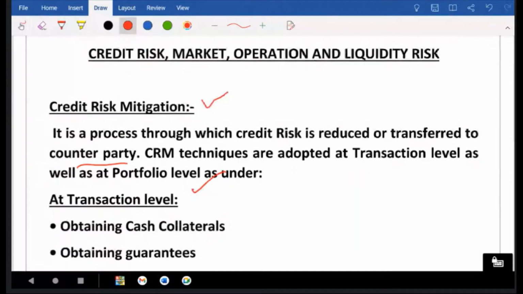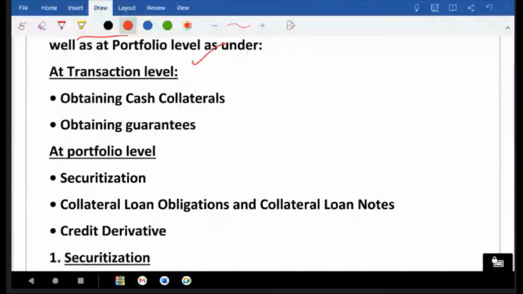Transaction level means, number one, obtaining cash collateral and obtaining guarantee. Cash collateral means when we carry out a transaction, we take something in cash, like an FD or RD, or anything that can be easily converted to cash. And second, we can obtain a guarantee from a third party. You might have seen, when giving advances to some person, we take the guarantee from a third person also.